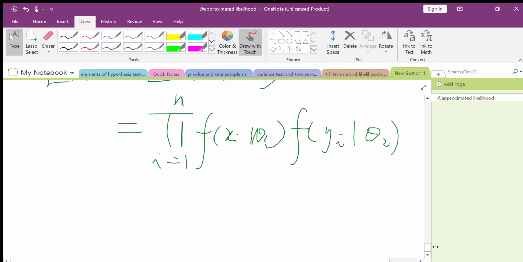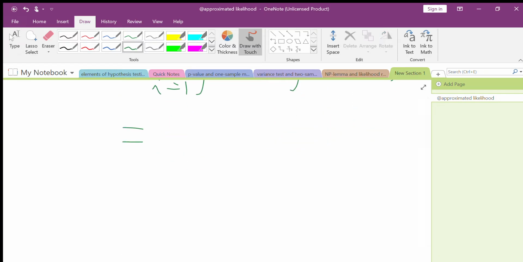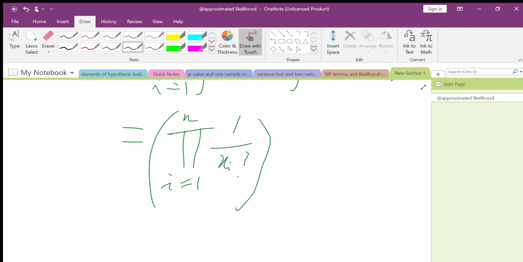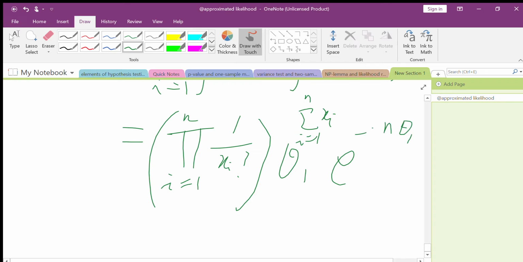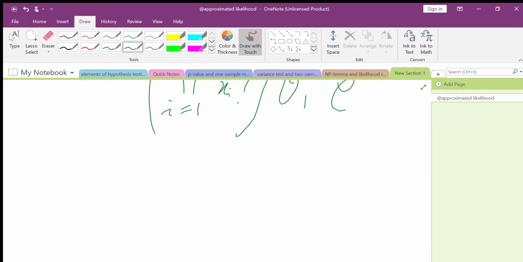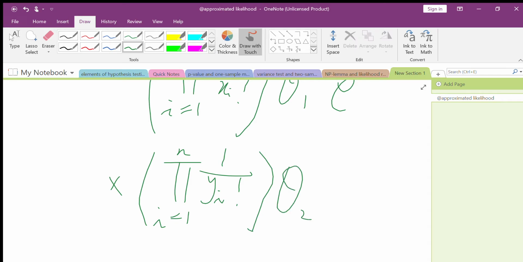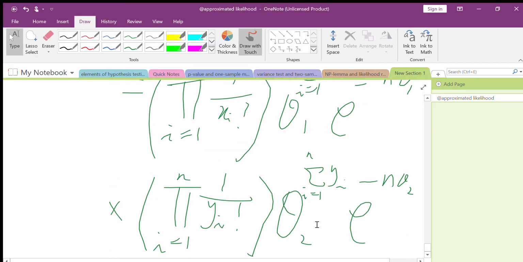When we plug in the PDFs of the Poisson distribution and do some rearrangement, we get the product i from 1 to n of 1 over xi factorial, times theta 1 raised to the power summation i from 1 to n xi, times e raised to the power of negative n theta 1, and times the product i from 1 to n of the reciprocal of yi factorial, times theta 2 raised to the power summation i from 1 to n yi, exponential raised to the power negative n theta 2. So this is the likelihood function for the Poisson distribution.